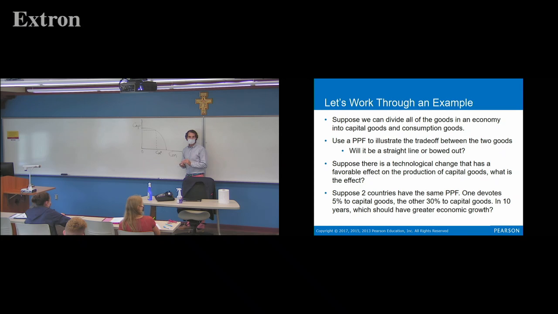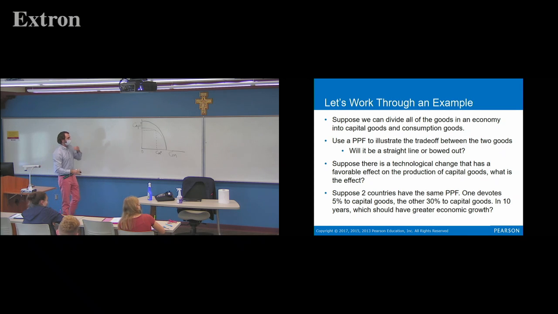Still going to be a curve, but it might not be the same angle, I guess, since it's only affecting capital goods. So the other point where you hit on the consumer axis is still going to be here. You can produce more capital goods this period, but you haven't done anything to help you make consumer goods. So nothing has changed for consumer goods right now, but we have an increase in capital goods because of this technological change.